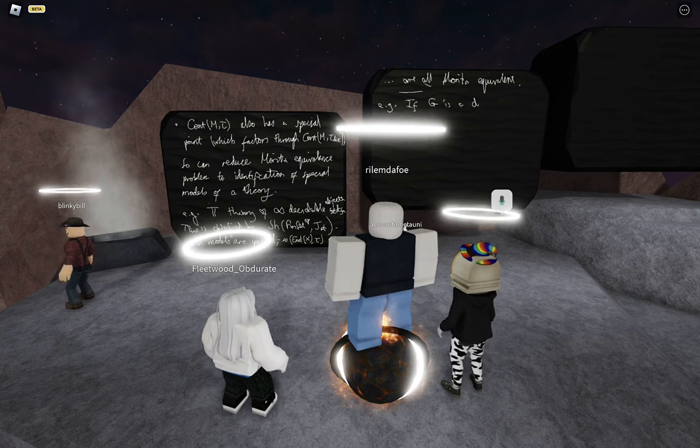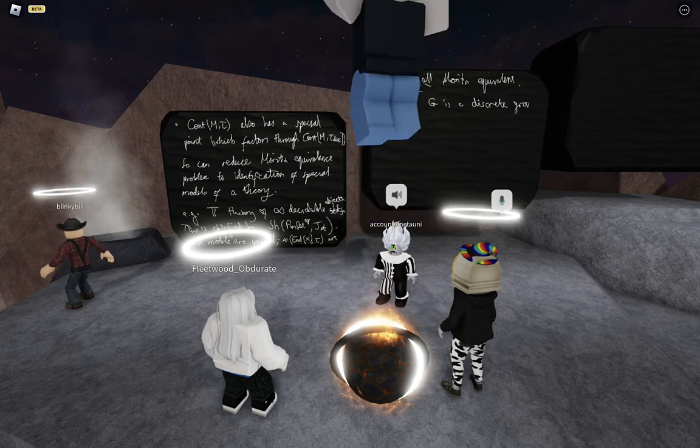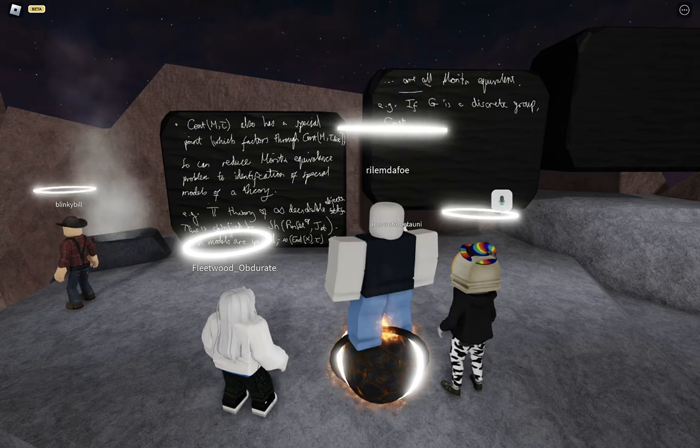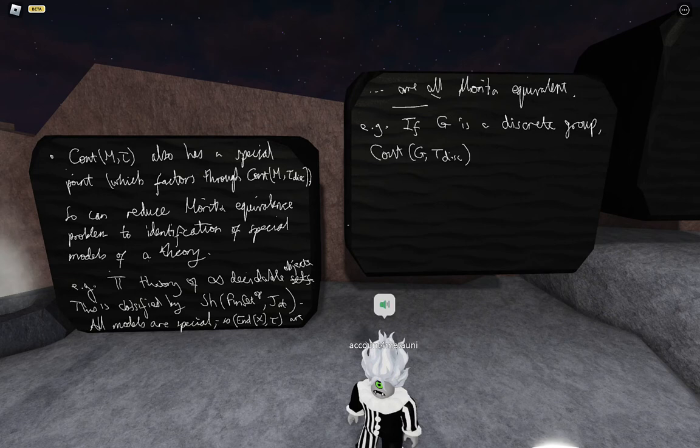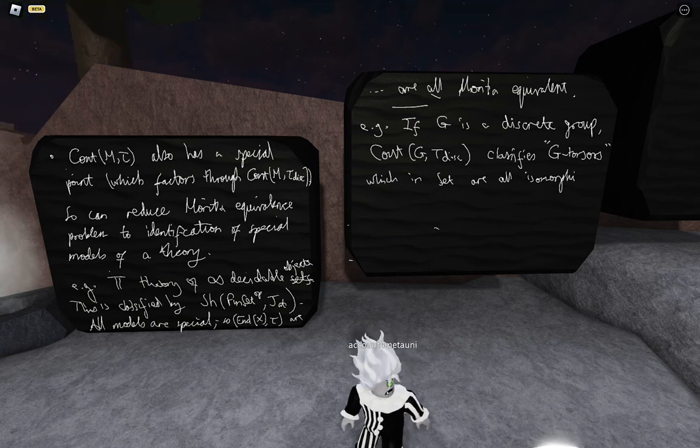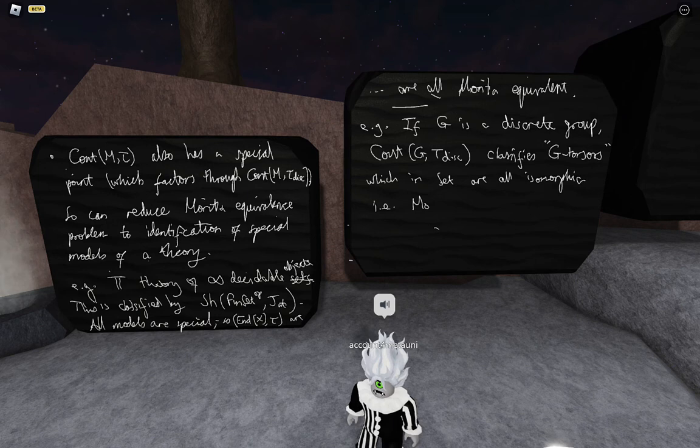G is a discrete group. So this is in contrast to the discrete case, where the topos classifies G-torsors, which in set are all isomorphic, i.e., Morita equivalence collapses to isomorphism.